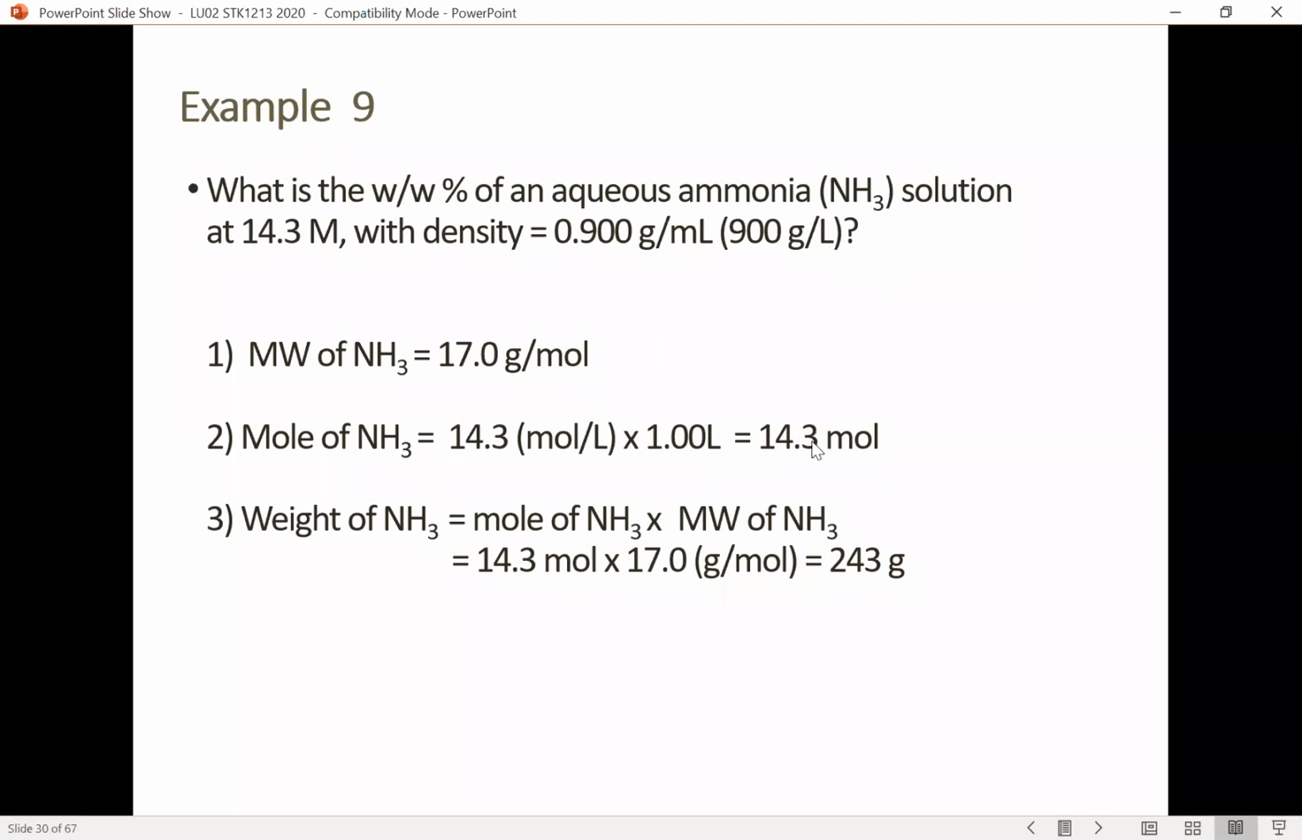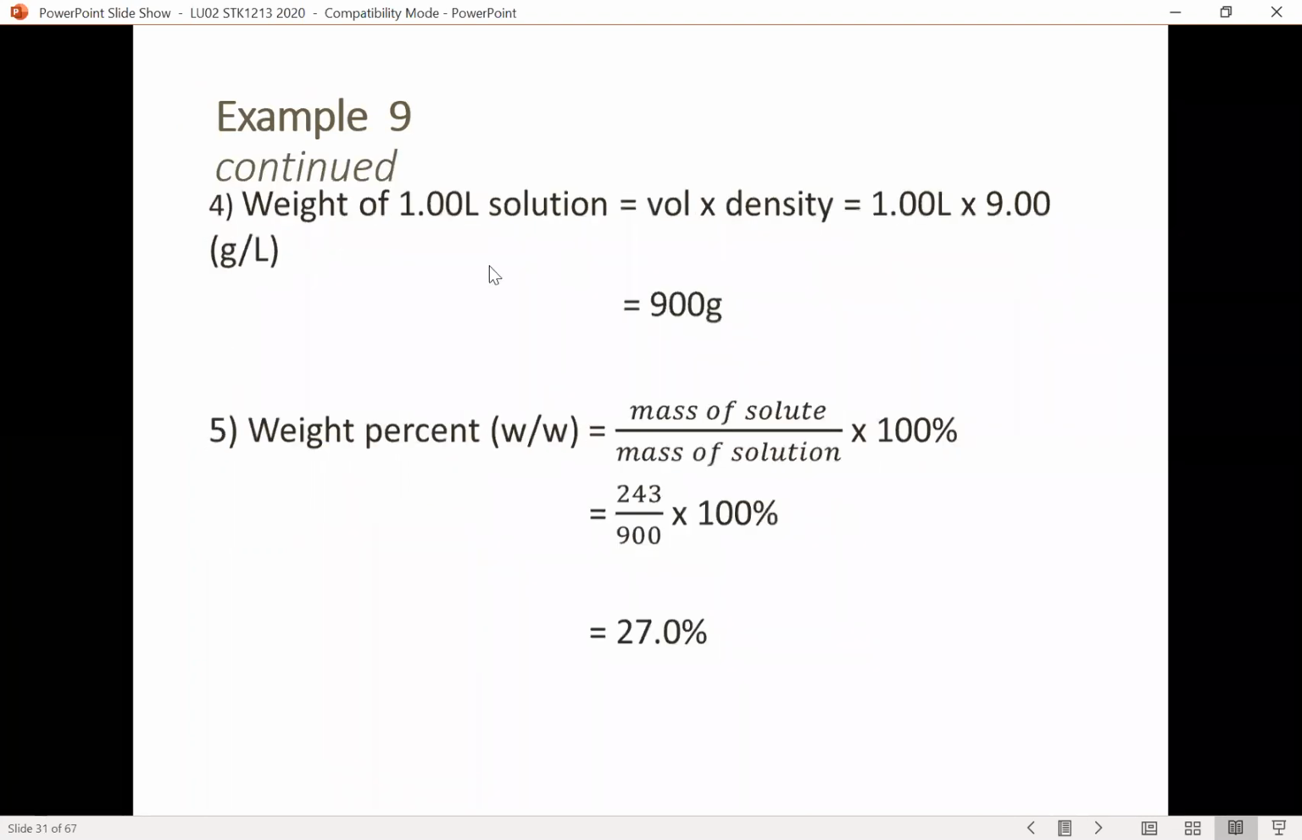And the next step is for you to calculate what is the mass of solution. You are working on 1 liter of solution just now. So based on 1 liter volume, you times with the density, you get 900 gram. So you already have the mass of solute and the mass of solution. Then you can divide it, times with 100%, and you get 27%.